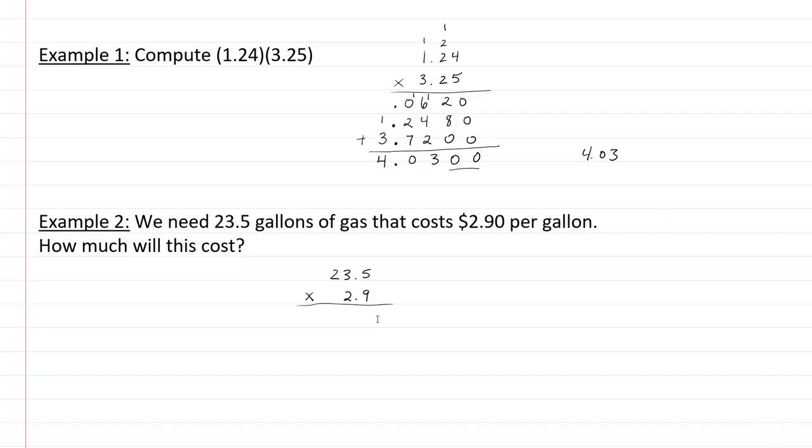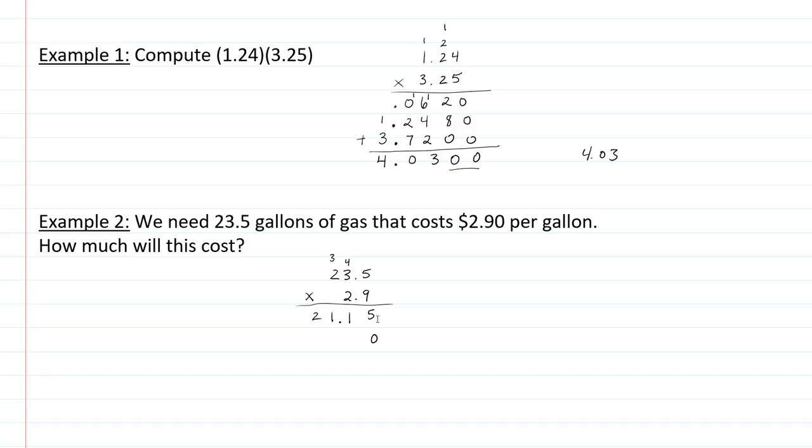9 times 5 is 45. So we carry the 4. 9 times 3 is 27, plus 4 is 31. Carry the 3. 9 times 2 is 18, plus 3 is 21. So since there are 2 decimal places in total in this problem, we move the decimal place over 2. And since we're moving to the 2 now, we have a 0 to start out with.